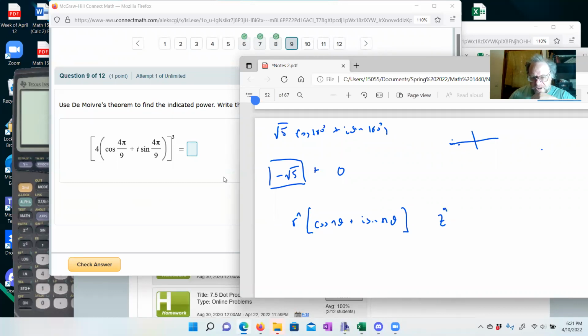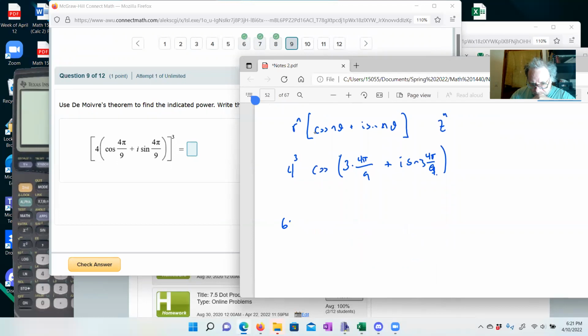Okay, so all we're going to do is plug this 3 in, and we're just going to say that's going to be 4 cubed for this 4 here. And we're going to have cosine of 3 times 4 pi over 9. I'm really sorry about that. Plus i sine of 3 times 4 pi over 9. Okay, 4 cubed is 64. So we have cosine of 3 over 9, which is 1/3, so it's going to be 4/3 pi.